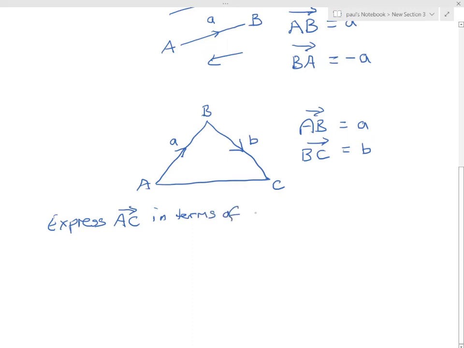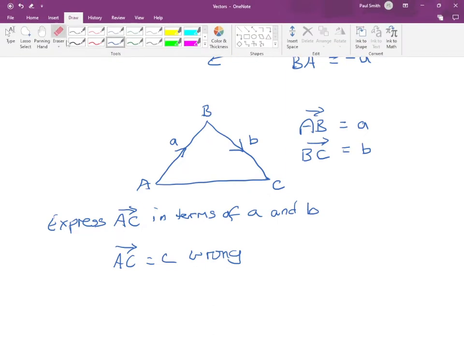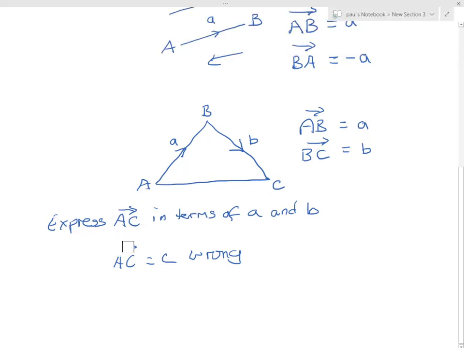of a and b. Now the mistake that a lot of people fall into is they will just put an arrow on AC and call it vector c. Well, AC is vector c, but this is wrong. We can't use the letter c, we've got to use the letters a and b. So let's wipe that out because it's wrong and replace it with what we know.